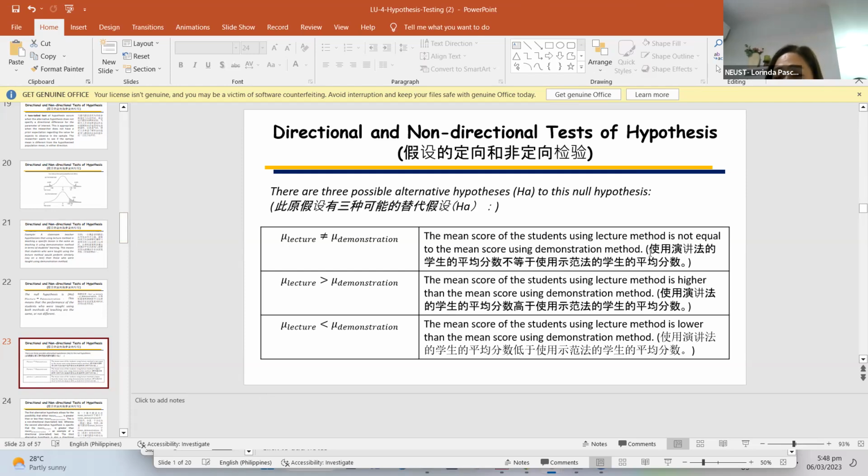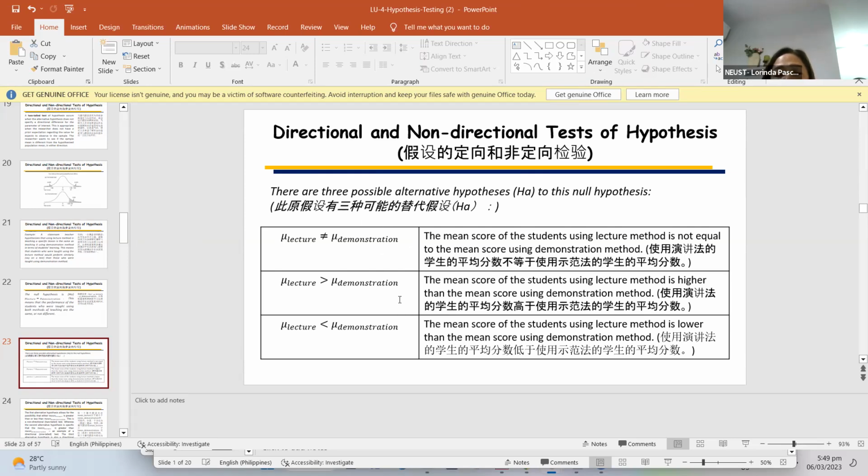Kasi remember that the alternative is the opposite of the null. Kabaliktaran eh. Kanina sa null, there is no difference. So dito, sa alternative, meron silang pagkakaiba. So the first alternative hypothesis is this. Meron silang pagkakaiba, they're not the same. So that is the first form of the alternative hypothesis.